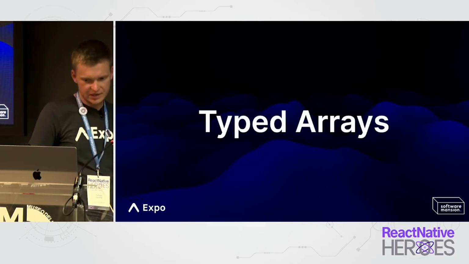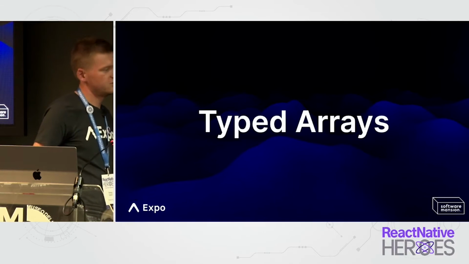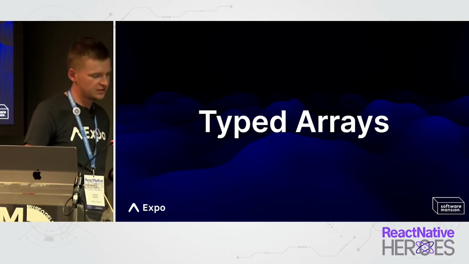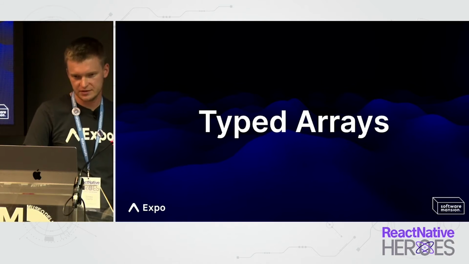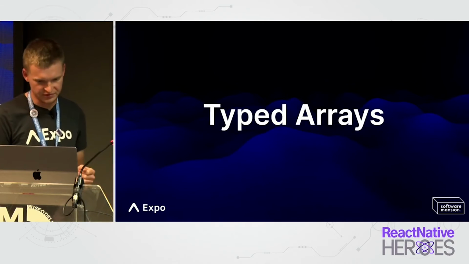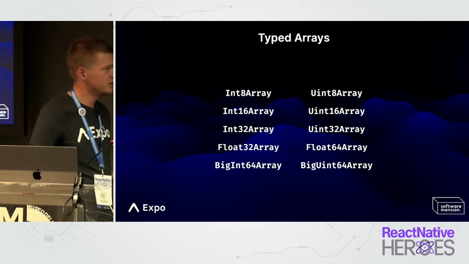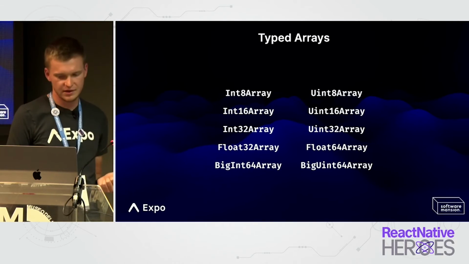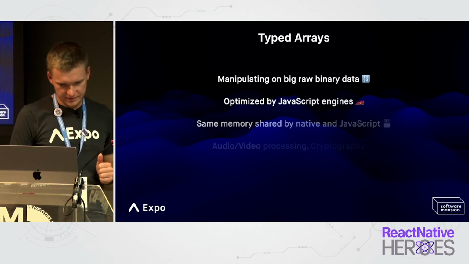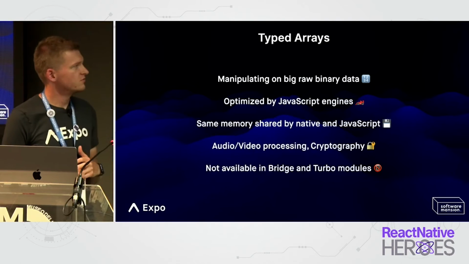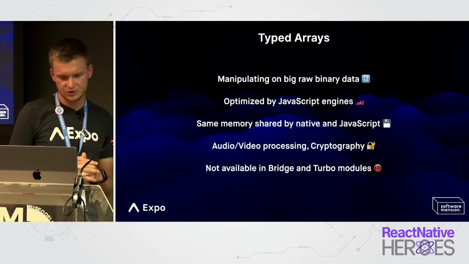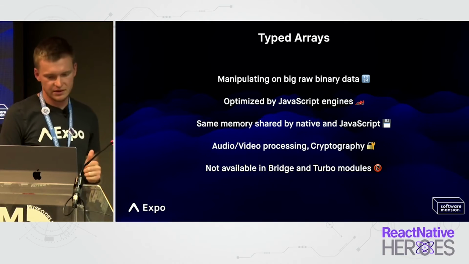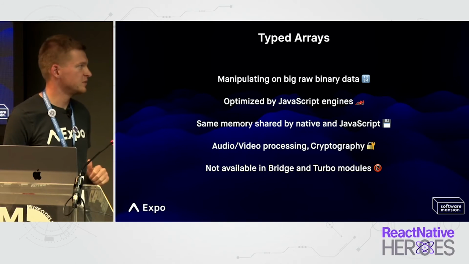And typed arrays are array-like objects that provide a mechanism for reading and writing binary data in memory buffers. In JavaScript, you have a few different types of typed arrays depending on the element type. Typed arrays are very useful for manipulating big raw binary data, and using them is much more efficient as they are optimized by JavaScript engines.